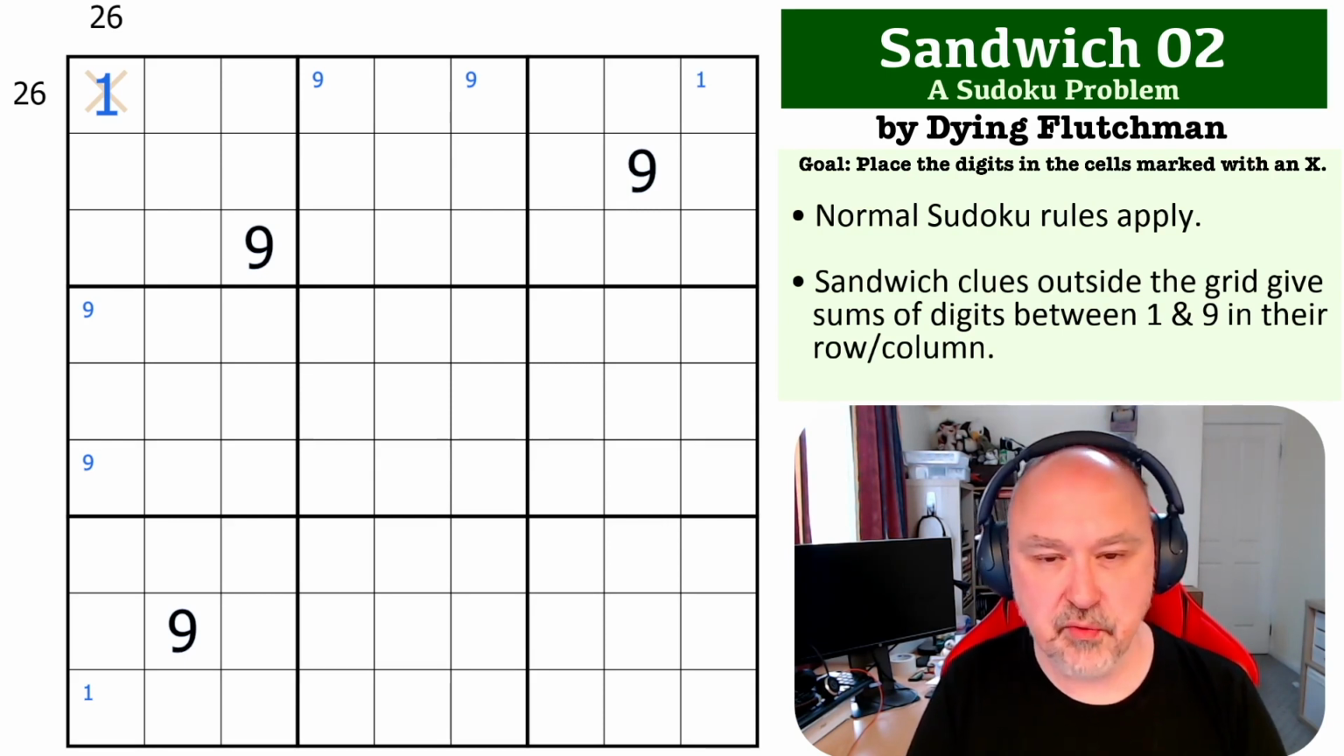I really like this problem. It makes you think about sandwich in a slightly different way. I really enjoy it. Thank you, Dying Flutchman, for sending that one in.